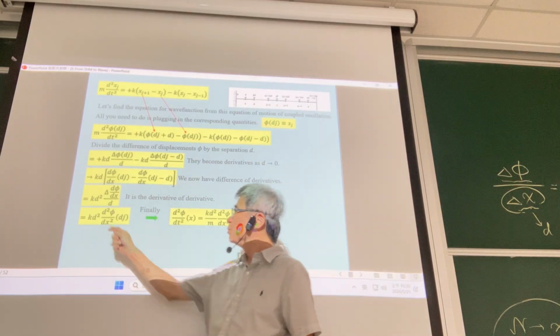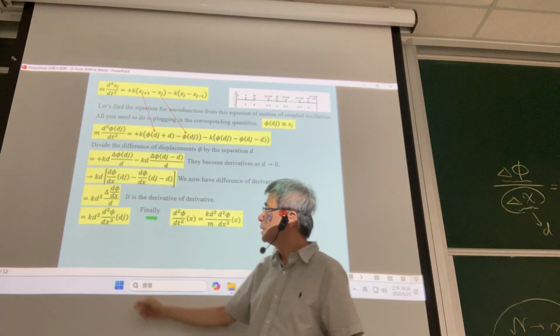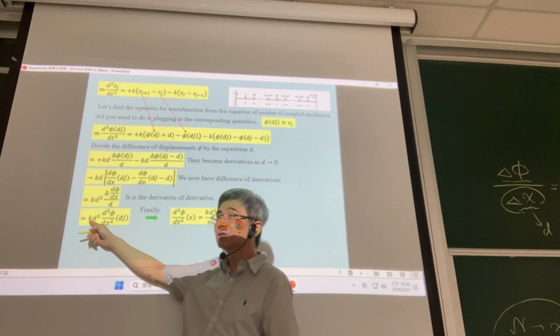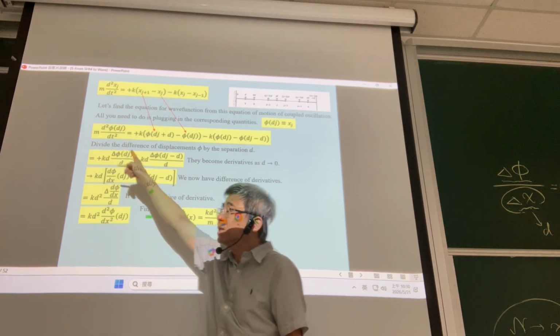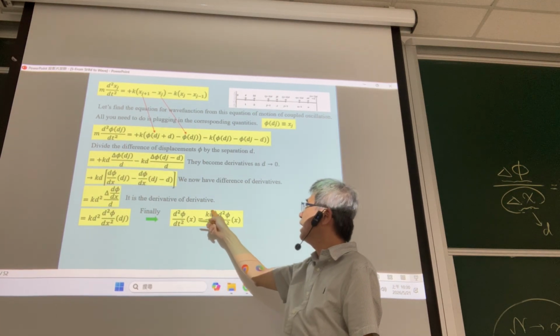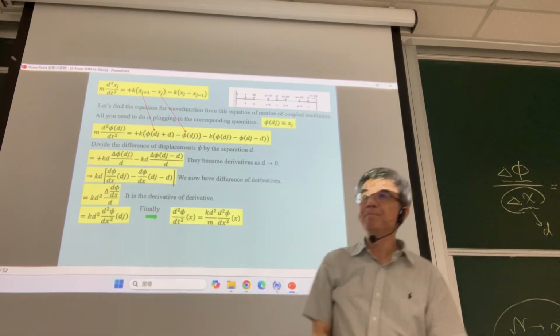Okay, so you need to plug in the step. You need to finish the constant. So it's k d squared and the m. And m taken to the right-hand side becomes k d squared over m.